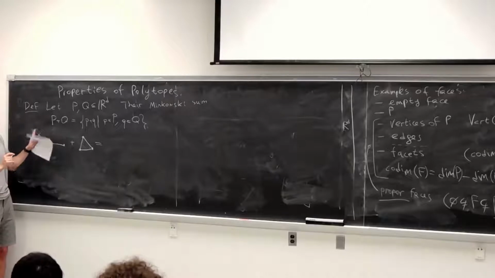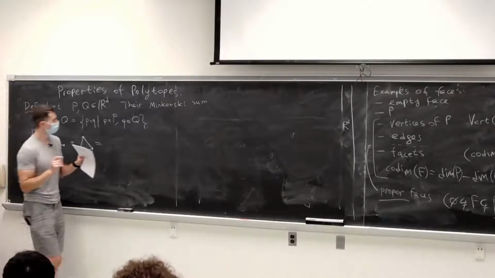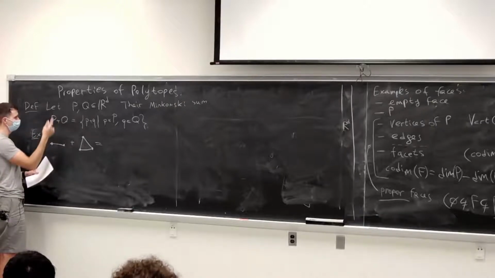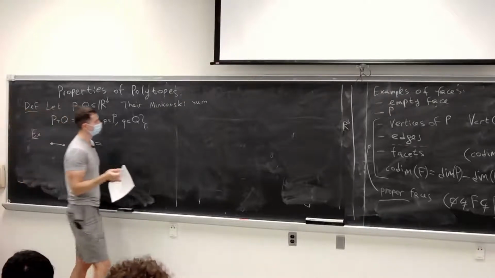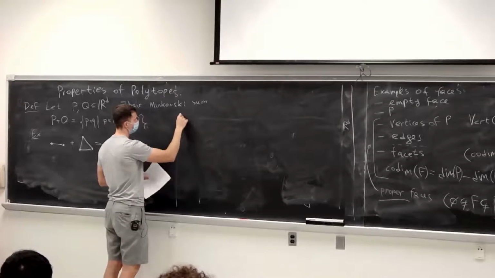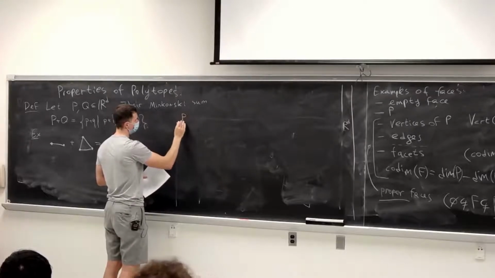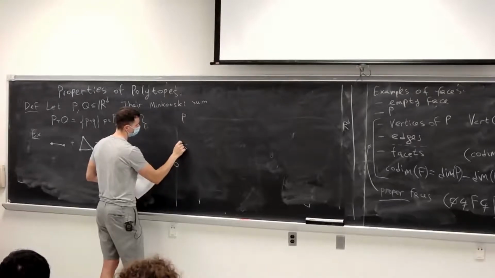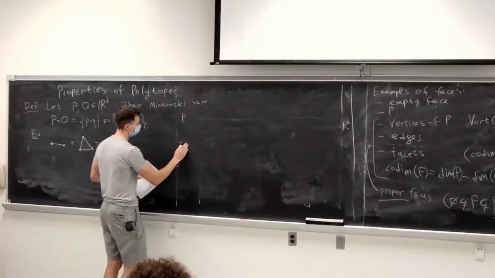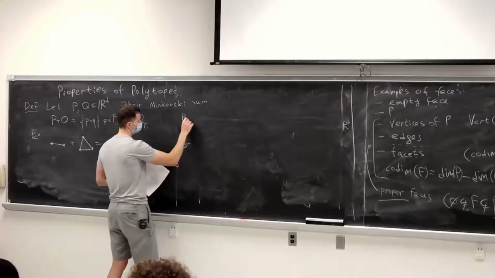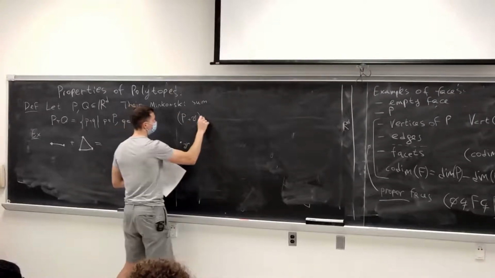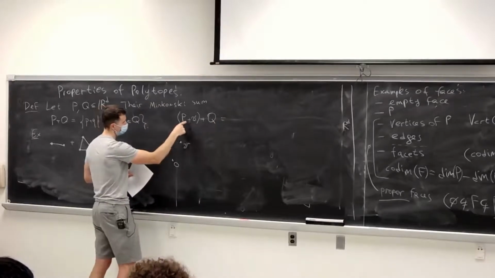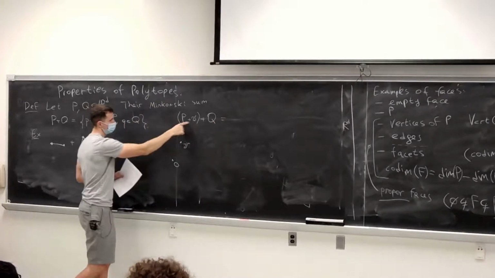Okay, that's a good point. So let's see. Does the Minkowski sum change if you translate P or translate Q or both of them? Let's say I translate P, which, by the way, if you just take a single point, maybe here's your origin, and here is some point V, then P plus V plus Q. You can translate P by V by taking the Minkowski sum with this point.